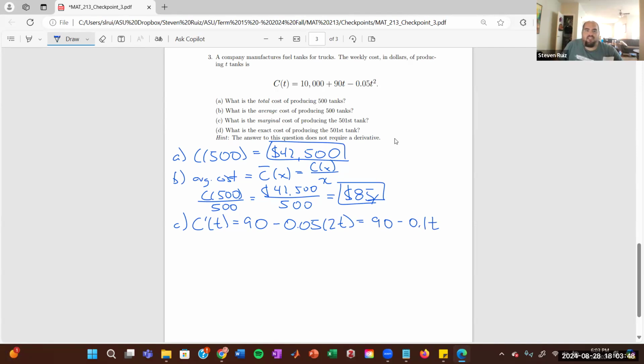And the marginal cost, so basically, what does a marginal cost tell you? If I evaluate this marginal cost function at t equals 500, then what this gives me a good estimate for is the cost of producing the 501st fuel tank. So if I plug in 500 to the marginal cost function that I just found, that comes out to be 90 minus 50, or $40.